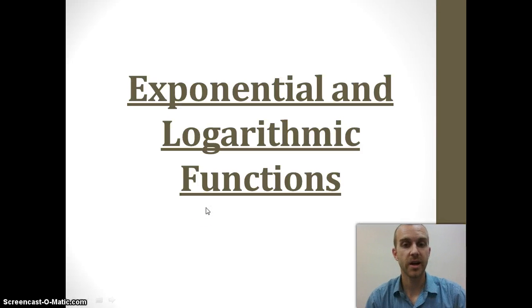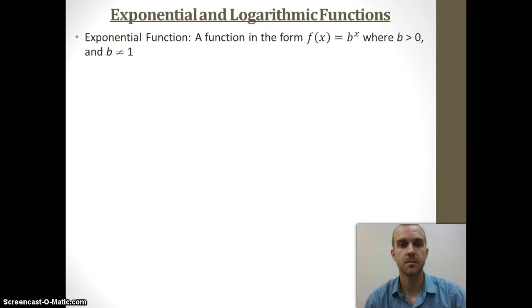In this video, we'll explore exponential and logarithmic functions. Now, an exponential function is a function in the form of f(x) = b^x, where b is our base, and it has to be greater than 0 and cannot be equal to 1. When we graph it, you'll see it has that exponential curve to it.